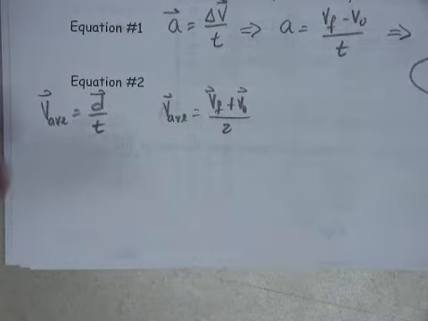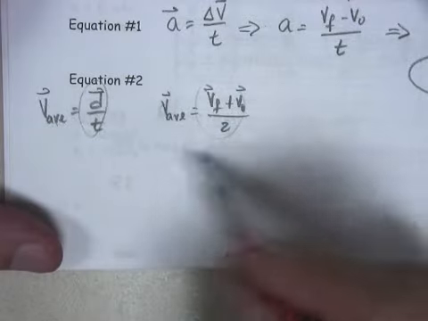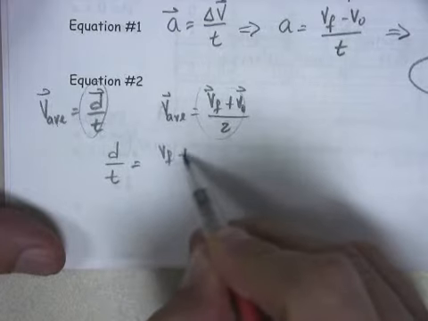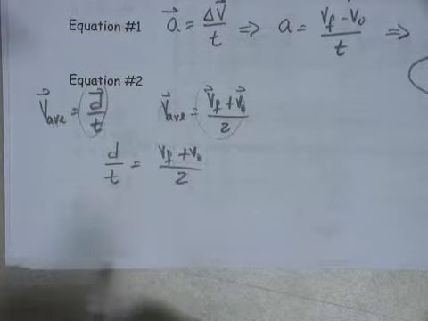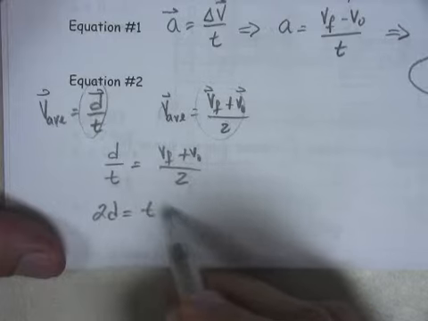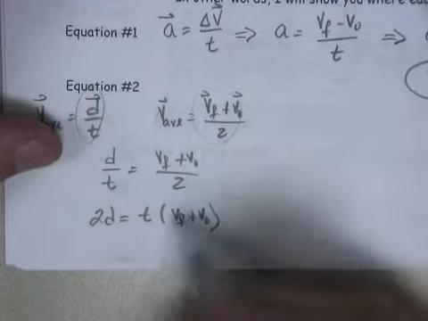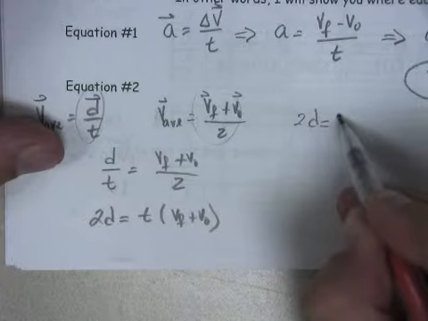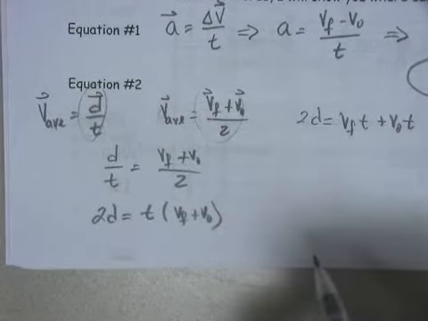So that's average. Now, since both of these are average speed, I can set this piece and this piece equal to each other. So I'm going to say d over t is equal to vf plus vo all divided by 2. And now the rest of it is just algebra. I want to do a lot of manipulating. So I'm going to cross multiply. So 2d equals t times vf plus vo. I'm going to distribute the t. So I get 2d equals vft plus vot.